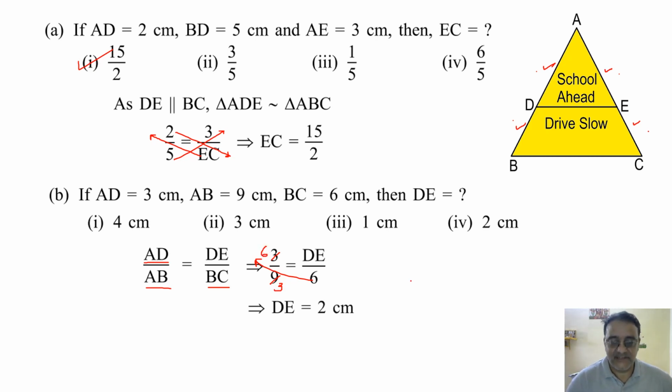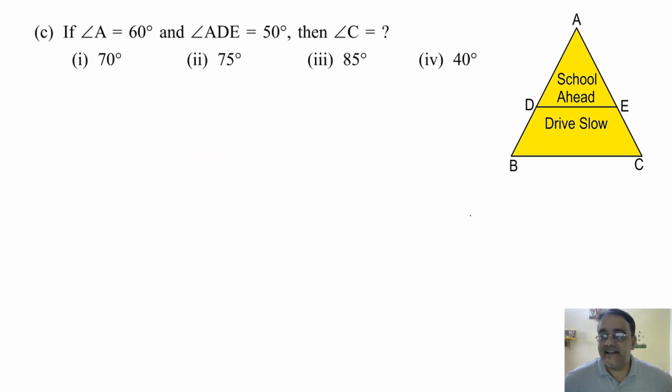2 centimeter. Right, 2 centimeter, and the correct option is the fourth one. Now the next question: if angle A is equal to 60 degrees, and angle ADE is equal to 50 degrees, this angle is 50 degrees. So what is angle C?